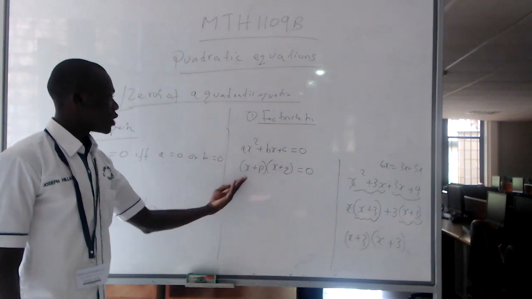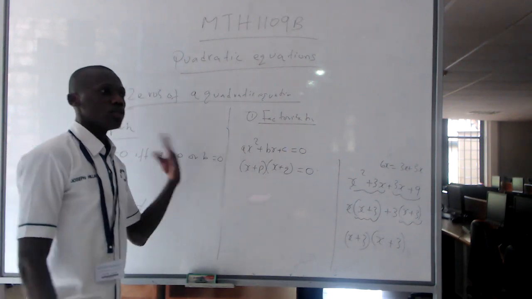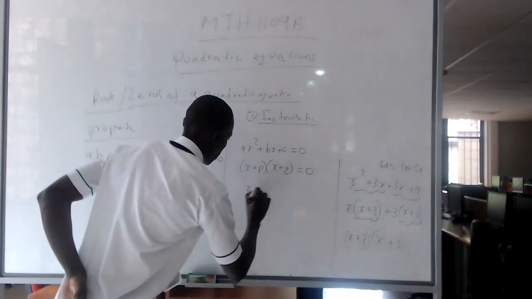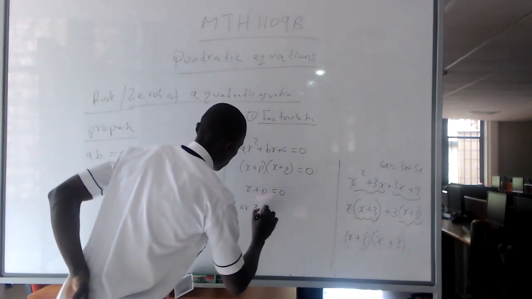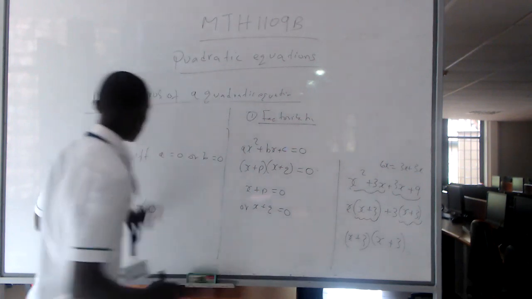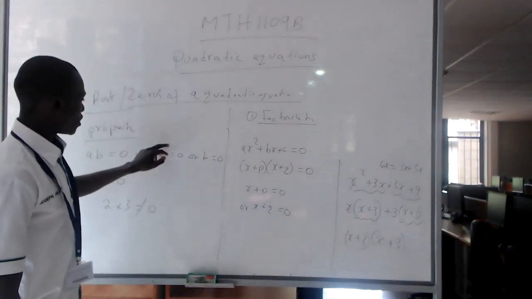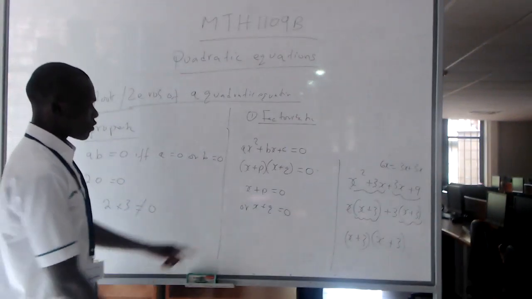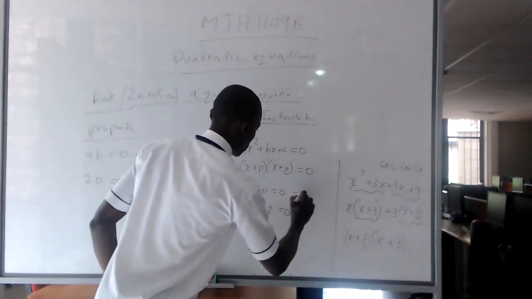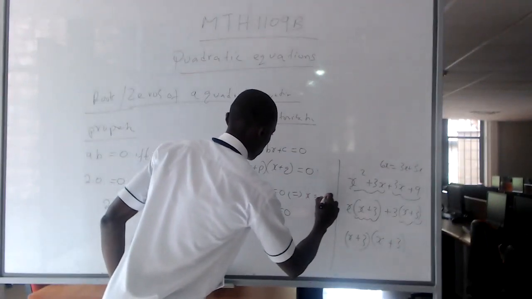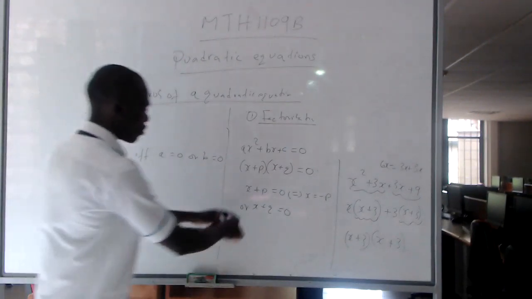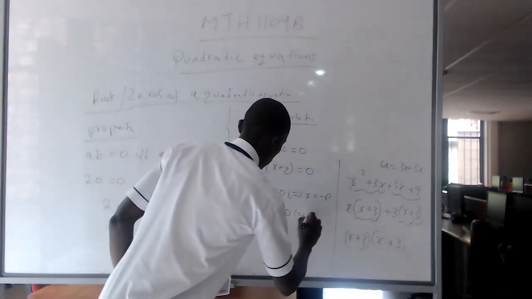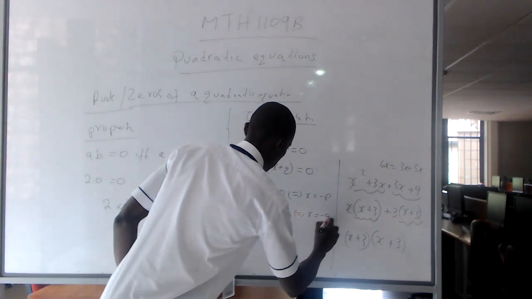The property tells you that the only way this can be 0 is if either x plus p is 0 or x plus q is 0. So from the property, I've picked either A is 0 or B is 0. From x plus p is 0, you get that x is equal to minus p. It's a linear equation, which is very easy to solve. And from x plus q is 0, you get that x is minus q.